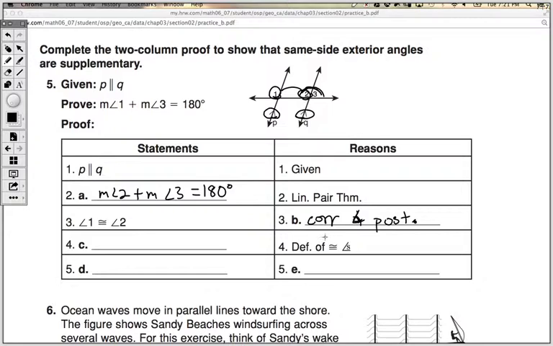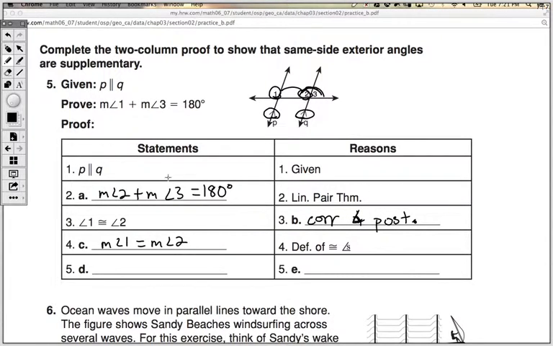Cool. Next, definition of congruent angles. Well, when we say definition of congruent, that means that we're changing to equal, or going the other way. So measure of angle 1 equals measure of angle 2. Whether you're going from equal to congruent or congruent to equal, that's definition of congruency.